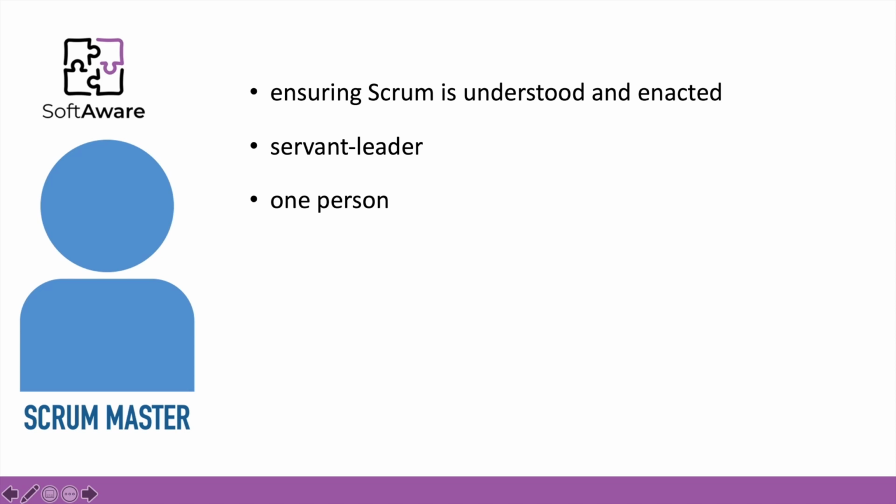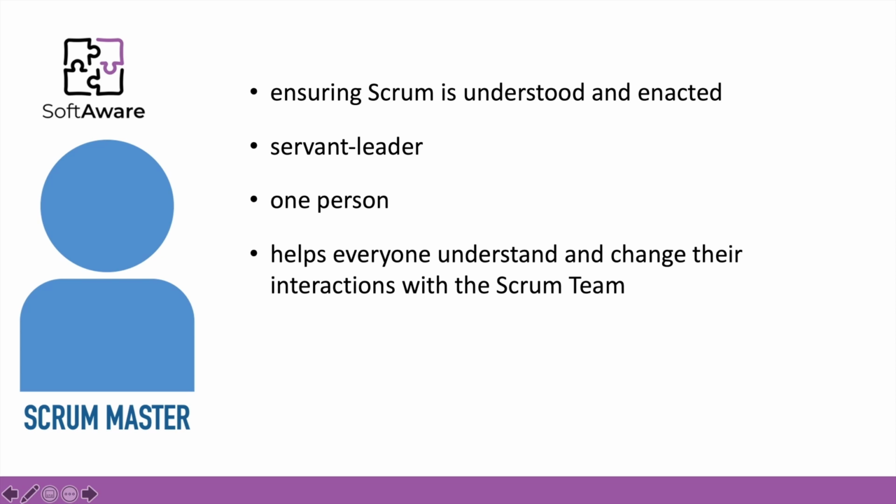Similar to what happens in the product owner role, the Scrum Master should also be one single person. It should be very clear that that person is the Scrum Master and only that person is the Scrum Master, and that person should have no other role inside of the Scrum team. The idea is to help everyone understand and change their interactions within and with the Scrum team. Maximize value created by the Scrum team.